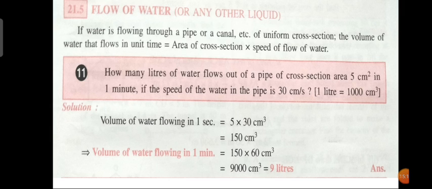So for 1 minute, 1 minute is 60 seconds. So it is 150 into 60 centimeter cube, that is 9000 centimeter cube. 1 liter is 1000 centimeter cube. So 9000 divided by 1000, which is 9 liters.